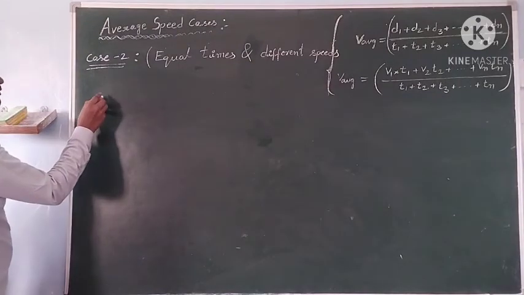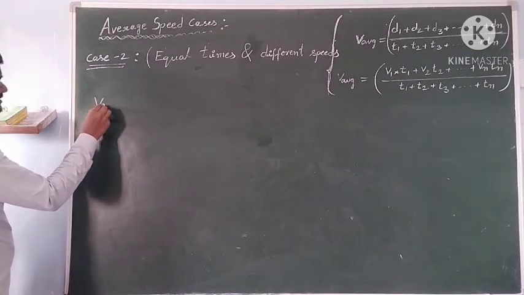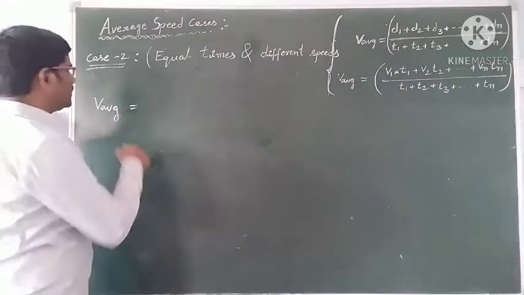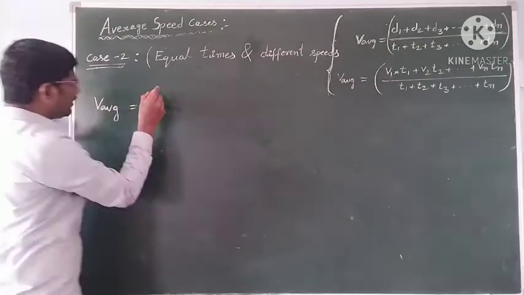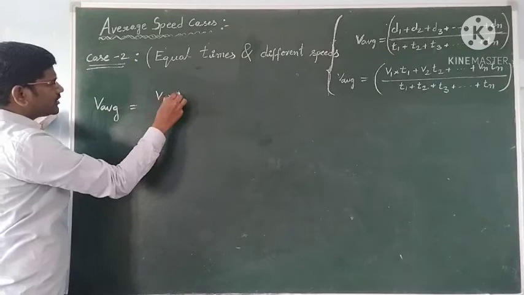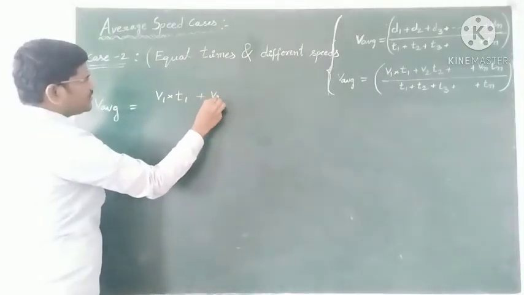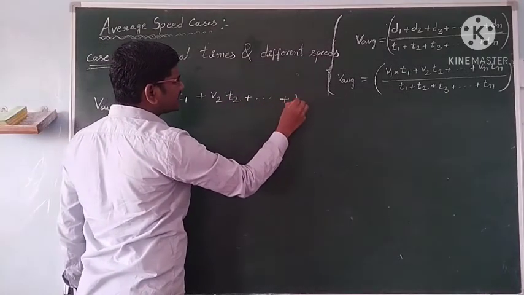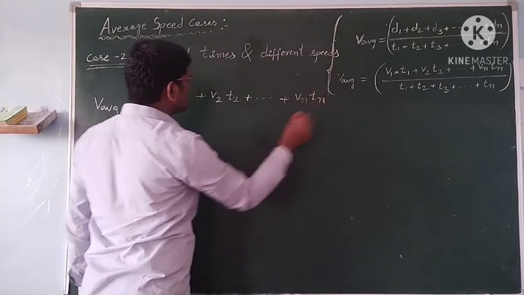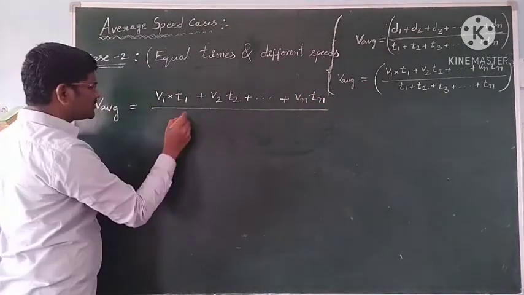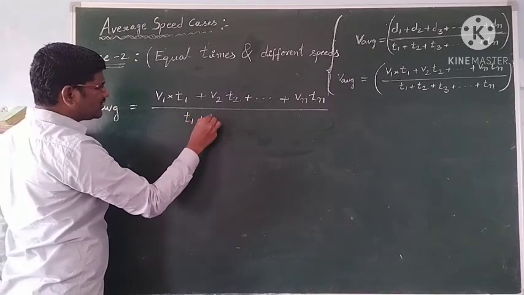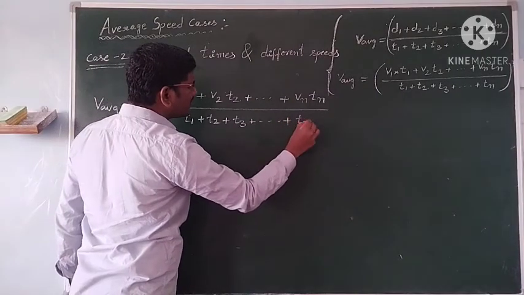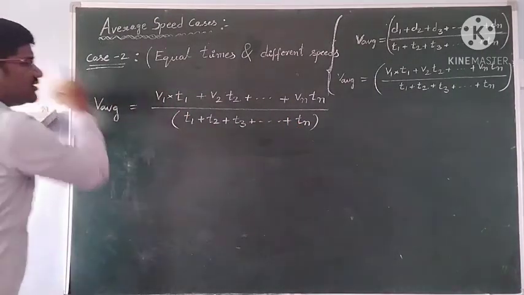So V average is equal to, okay, with times and speeds, this is the formula. V1 into T1 plus V2 into T2 plus so on plus Vn into Tn by time T1 plus T2 plus T3 plus so on plus Tn. So this is the formula we have.